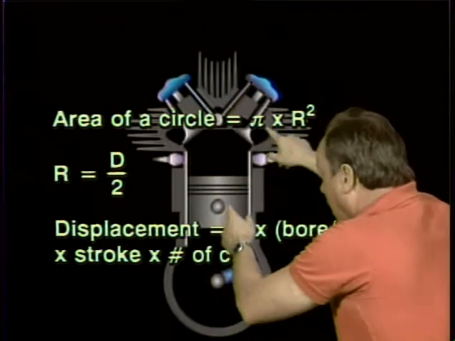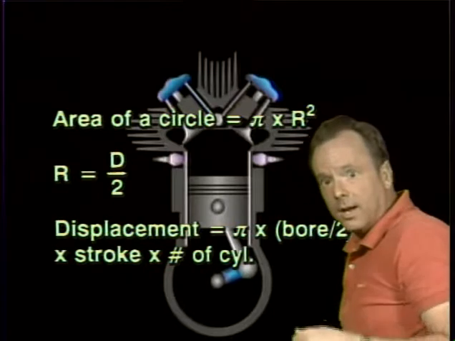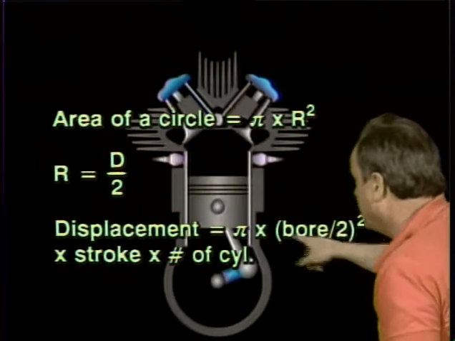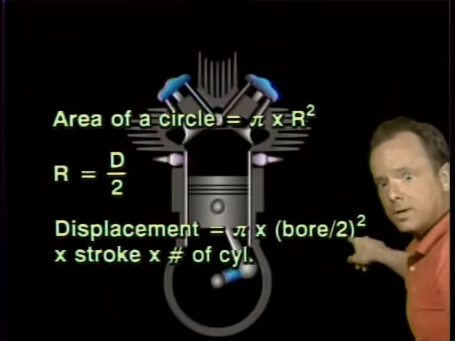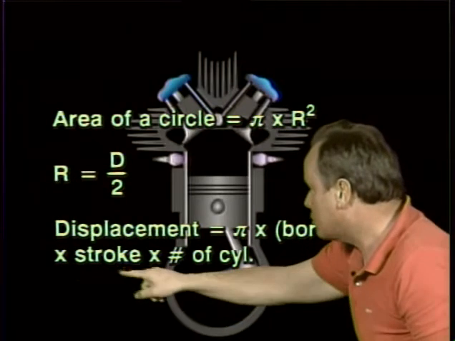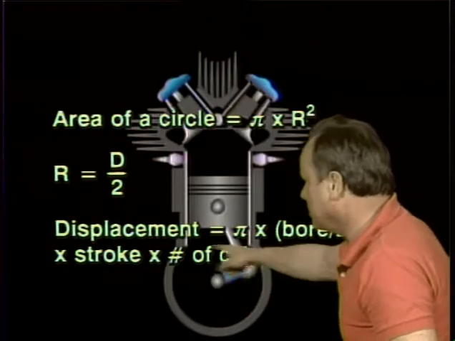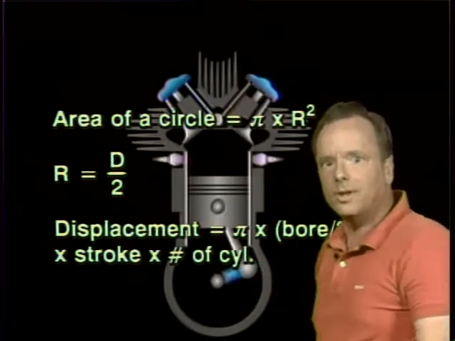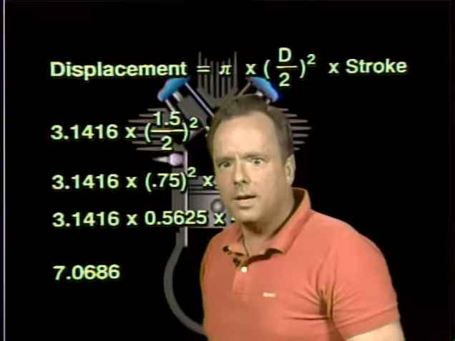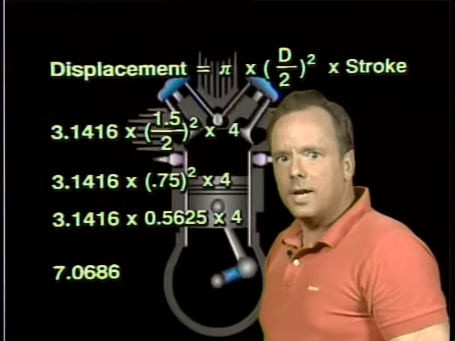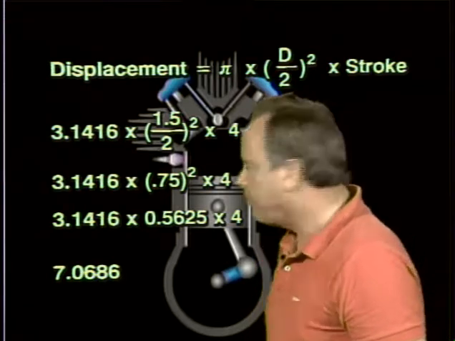And so let's take a look at the displacement then for a particular cylinder. It would be pi times the bore, which is the diameter of the piston, divided by 2. You square that because it's pi r squared, times the stroke. And if you want it for the entire engine, then you'd multiply it times the number of cylinders in the engine, and that would be the displacement for the entire engine. Now let's take a look at the way they're going to ask you a particular question about this. They're going to say, what is the displacement of a piston that has a 1.5 inch diameter bore and a stroke of 4 inches?